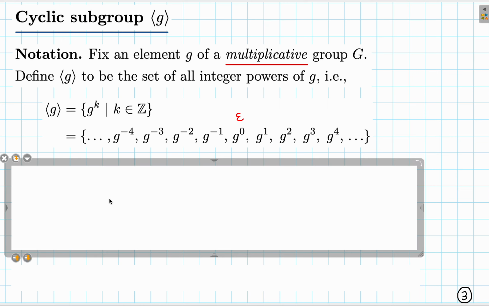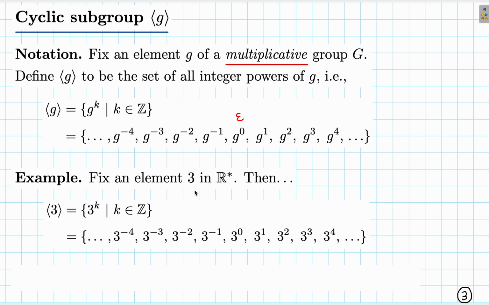We just saw an example of this where our fixed element, the special element, was 3. Our original group was R star, and bracket 3 contains all of the integer powers of 3. That's the positive powers of 3, the negative powers of 3, as well as 3 to the 0, which is the multiplicative identity element 1.